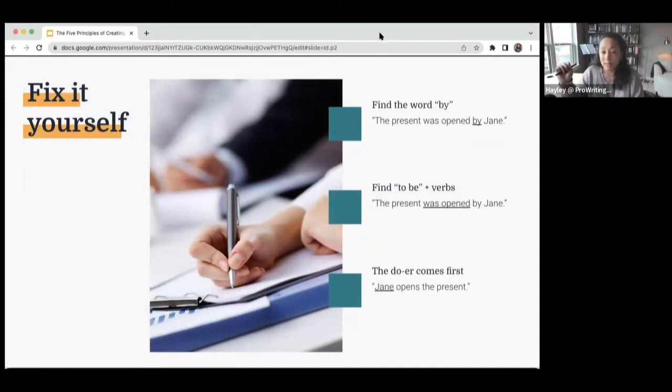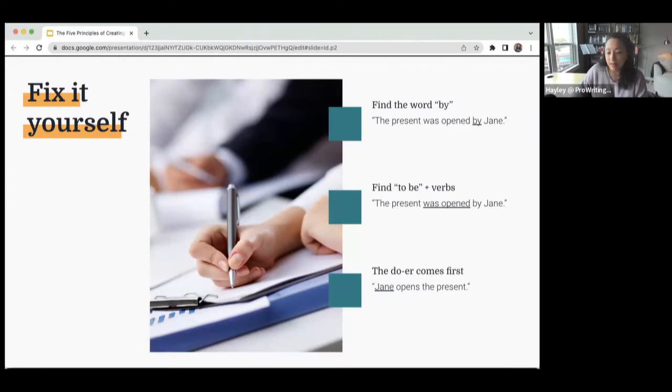First, you can look for instances of passive voice by finding the word "by." So, the present was opened by Jane, or a sentence that could have the word "by," so the Time and Life building was constructed. We could have the word "by" in there. It's usually a really good indication that you've used the passive voice. You can also look for constructions of "to be" verbs plus verbs. So, "was opened." Those are pretty good indications that you've used passive voice. And once you've found one of those instances, you simply have to flip your sentence so the doer comes first. So instead of "the present was opened by Jane," "Jane opens the present."